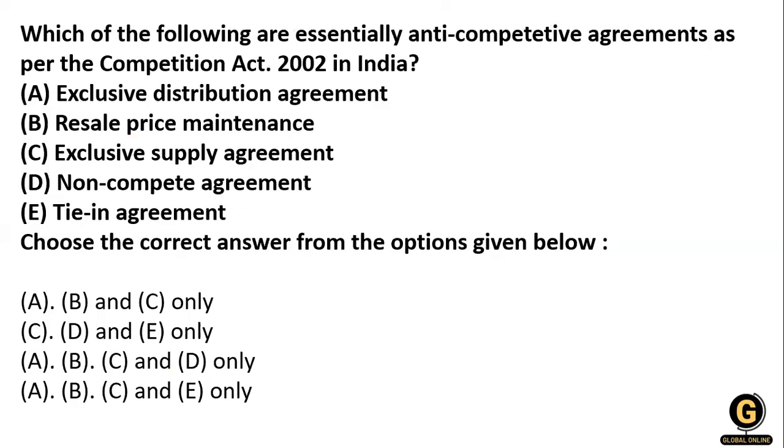Now the next question, which is on your screen: which one of the following is essential for an anti-competition agreement as per the Competition Act in India? First is the exclusive distribution agreement. Second, resale price maintenance, exclusive supply agreement, non-compete agreement, tie-in agreement.